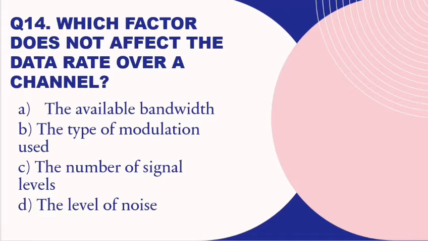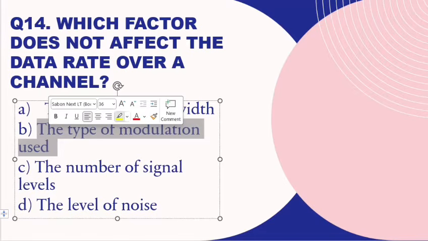Moving on to question number 14th. Which factor does not affect the data rate over a channel? Option A, the available bandwidth. Option B, the type of modulation used. Option C, the number of signal levels. Option D, the level of noise. I hope you all have paused the video and guessed the answer right. So the correct answer for this question is option B, the type of modulation used.